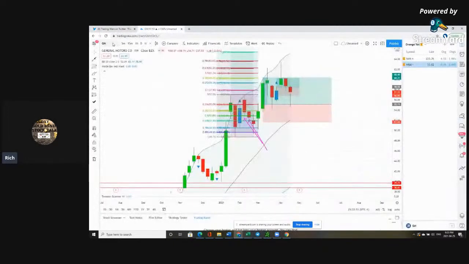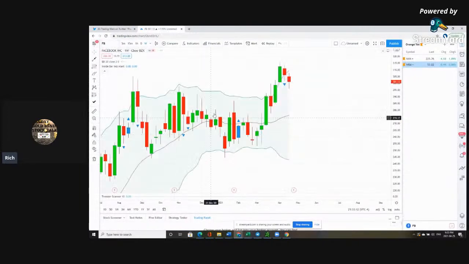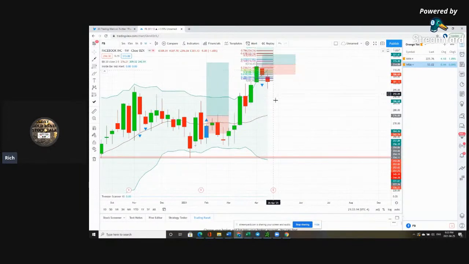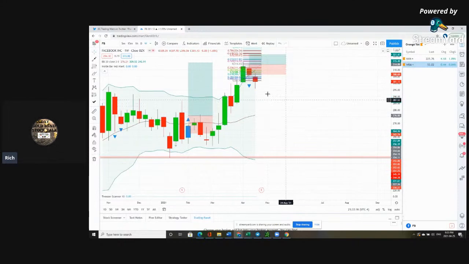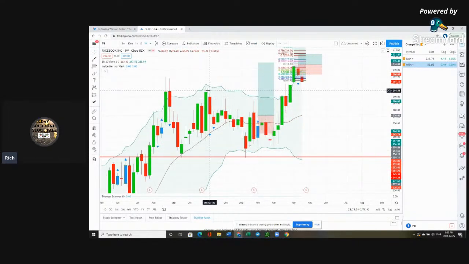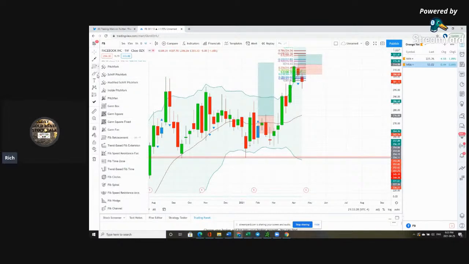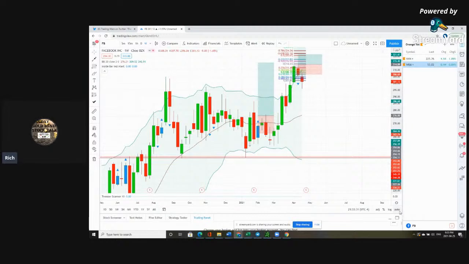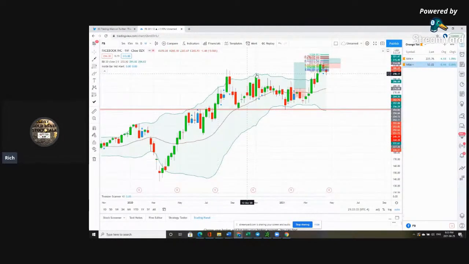Facebook. So we had the inside week last week for Facebook and we broke down, but we do have some buyer wicks stepping in right here. This area is important to Facebook, from about 294 all the way up to 302. The reason is this was the previous all-time highs, and previous all-time highs can act as a major level of support going forward. So definitely eyes on Facebook this week.